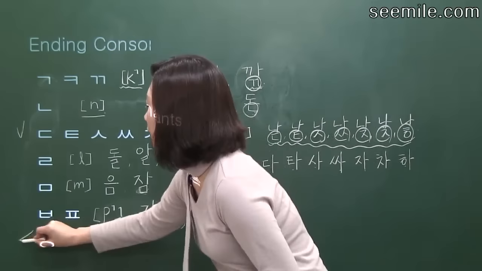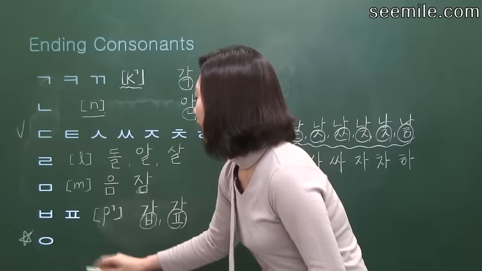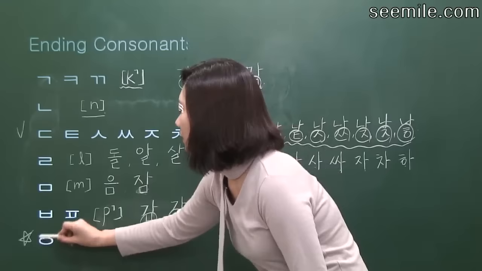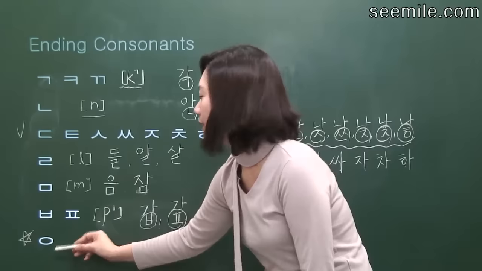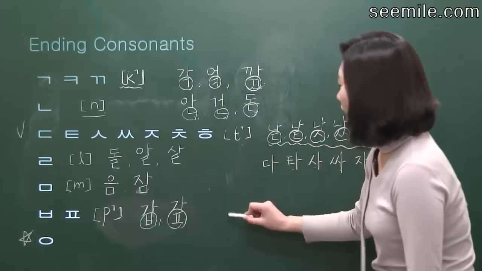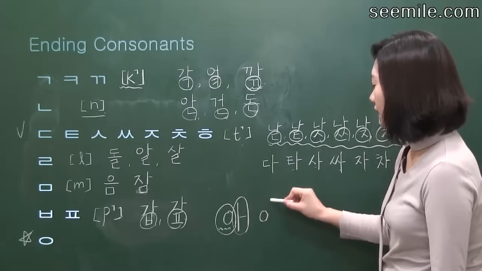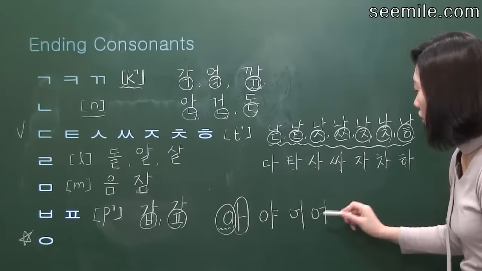And the most important point that deserves to be made today is about this circle-like character. As I mentioned before, the name of this character is eung in Korean. This eung does not have a phonetic value when it is used at the beginning of the syllable, like ah. Only the vowels are pronounced. So ah, ya, o, yo, like this.